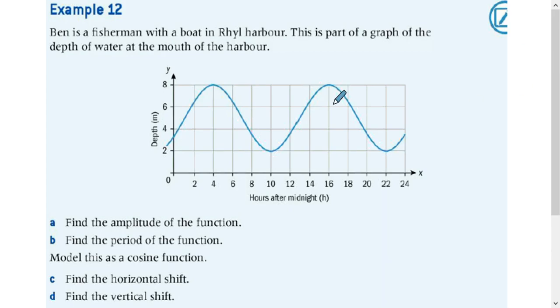So the next one is going to have us calculate this information. So along the way that we're going to find it, we're going to write our equation, and then we're going to actually solve for some other things with it. So we have a fisherman, he's got a boat in the harbor. We're talking about the depth of the water, and this is the number of hours after midnight.